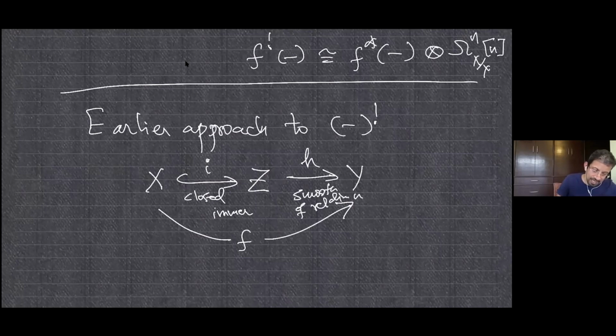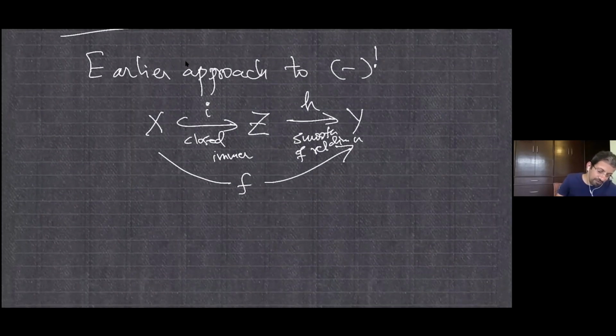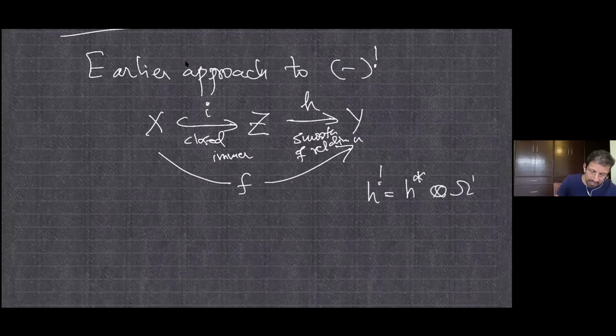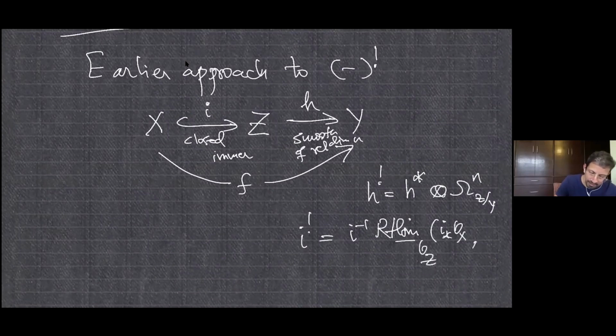And in this case, you look at what are the expected formulas for H-Rc and I-Rc. So the expected formulas are H-Rc should be H upper star tensored with omega n z over y. And I is a closed immersion, and we saw when we looked at projective morphisms that I-Rc should be I inverse of R Hom dot from, let's see, in this case it's OZ of I lower star OX, which is just OZ modulo an ideal into this.